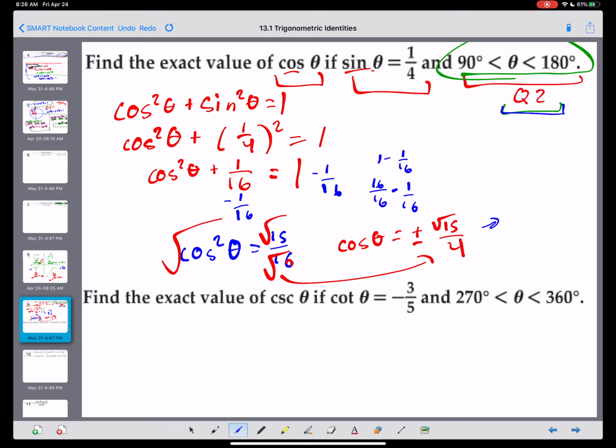That means cosine should be negative. So my answer is cosine theta is equal to negative radical 15 over 4, and that's my final answer, because it's in quadrant 2. And we know that sine is positive in quadrant 2, which makes cosine negative.